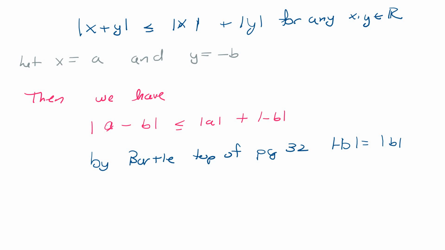Document everything. Don't make things up. Fred from your high school teacher doesn't count as documentation. It's got to be something that's in the book. And on page 32, they say the absolute value of minus b is actually the absolute value of b. So I get exactly that corollary as desired. So the trick here is just substituting something in.